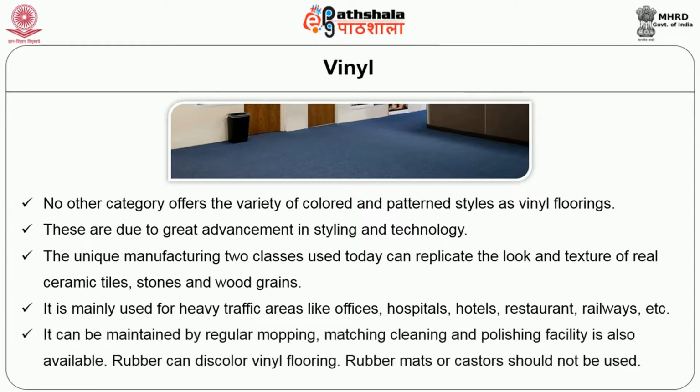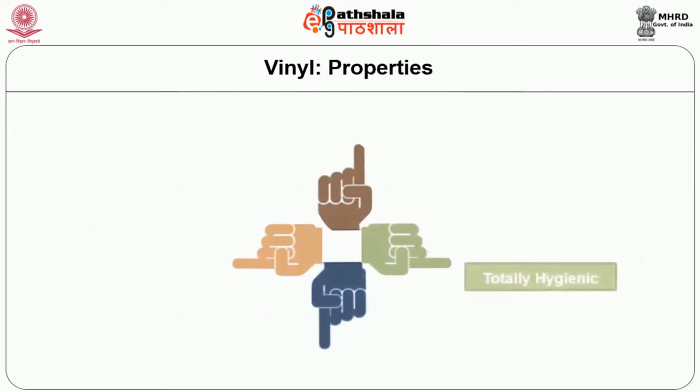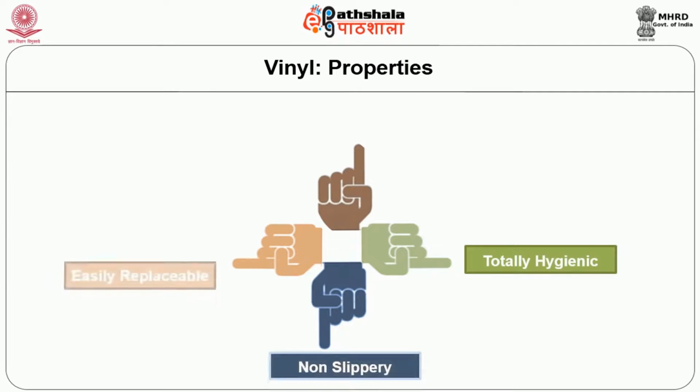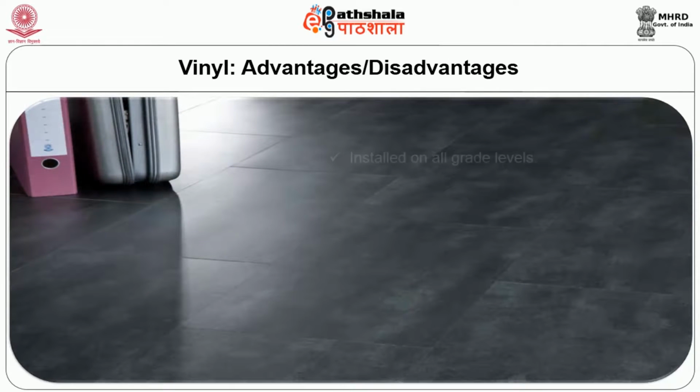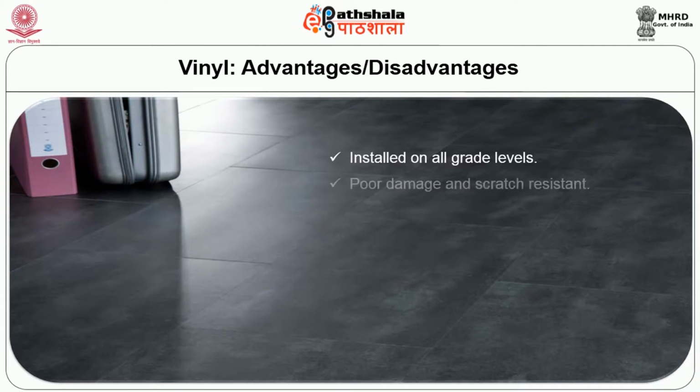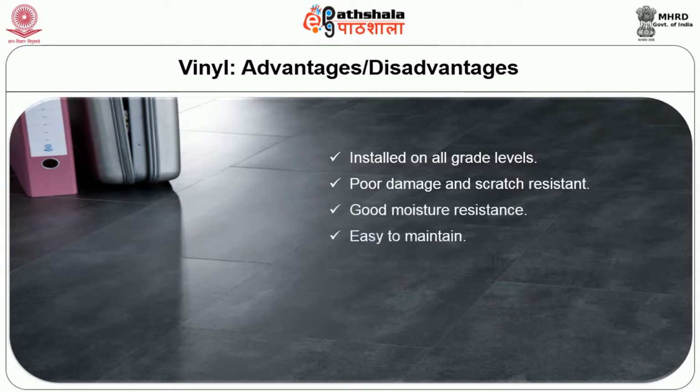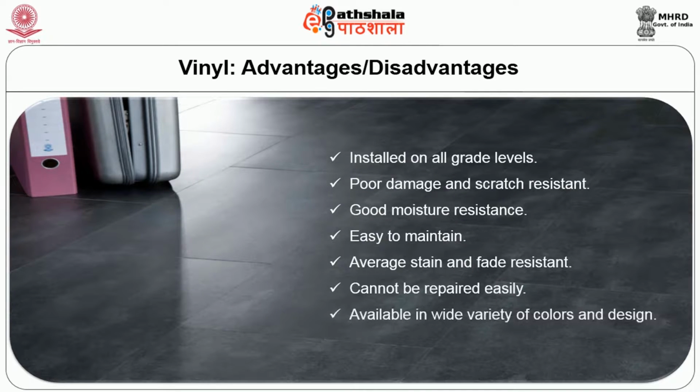It can be maintained by regular mopping, and cleaning and polishing facilities are also available. Rubber can actually discolor vinyl flooring, and rubber mats or casters should not be used over a vinyl flooring. The properties being totally hygienic, non-slippery, easily replaceable, light in weight. The advantages and disadvantages of this flooring: it can be installed on all grade levels, poor damage and scratch resistance, good moisture resistance, easy to maintain, average stain and fade resistance, cannot be repaired easily, available in a variety of colors and designs.